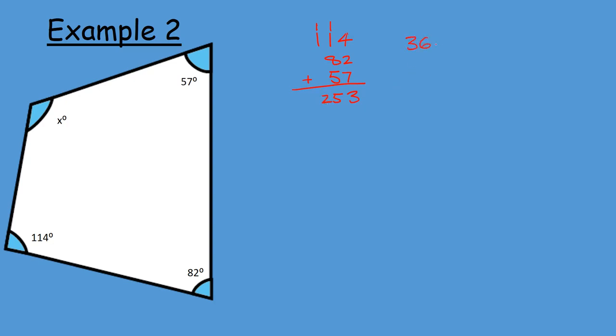So we're going to get our 360 because we know they all add up to 360. And we're going to take 253 away. Okay, so 0 take away 3 I can't do. I'm going to borrow 1 from there. So I've got 10 take away 3 is 7. 5 take away 5 is 0. And then 3 take away 2 is 1. So our angle X is equal to 107 degrees. So let's look at our next example.